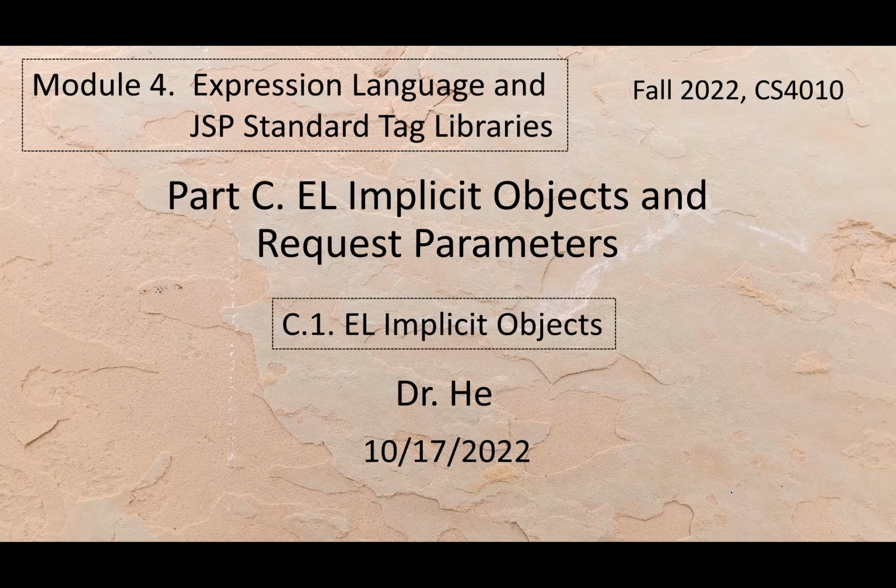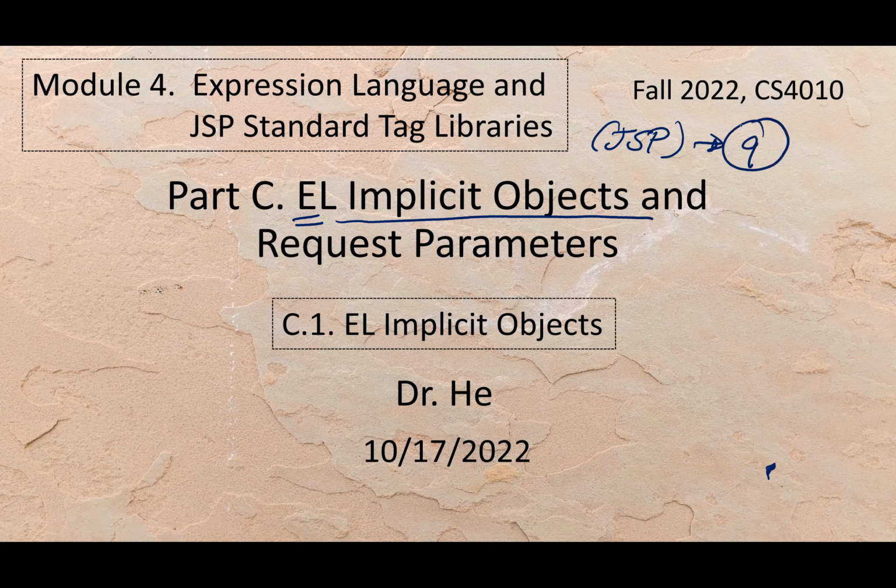Then, next topic, we have many EL features. Today we will complete that. So EL implicit objects and the request parameters. Here we learned this concept, EL implicit objects. We have learned JSP implicit objects. Remember, there are nine JSP implicit objects. But for EL, there are 11 EL implicit objects. There are two different sets of implicit objects, so do not get confused, okay? JSP implicit objects and EL implicit objects are two different sets.